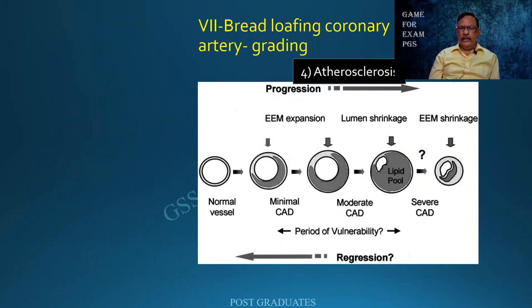The classical bread loafing method, particularly in a case of a coronary artery: you find that there is a normal blood vessel and then it progresses to a severe obstruction. As it progresses, there is an expansion in the extra endothelial material and a shrinkage in the lumen, and finally a compromise in the luminal blood flow. The American Society of Cardiovascular Surgeons have graded it into 4 grades: 25%, 25 to 50%, 50 to 75%, and more than 75% obstruction.